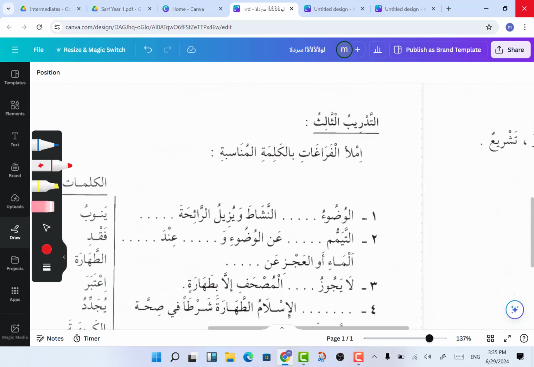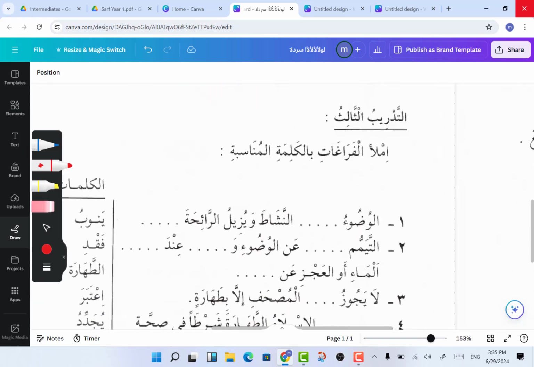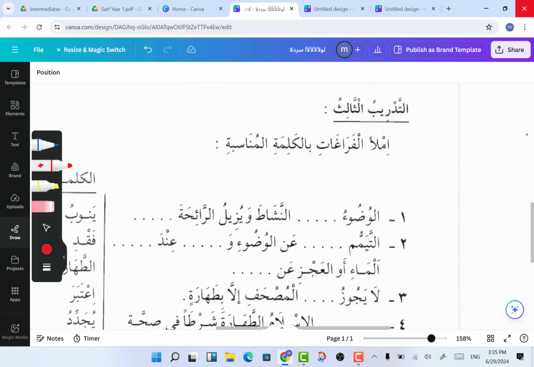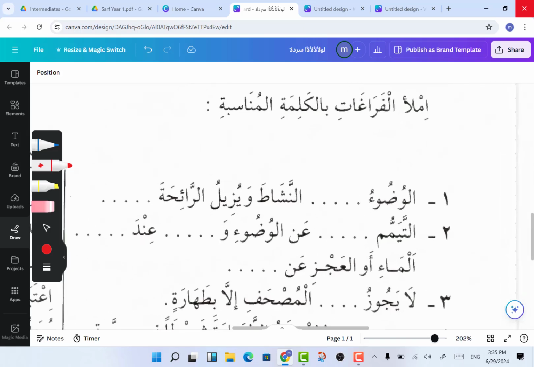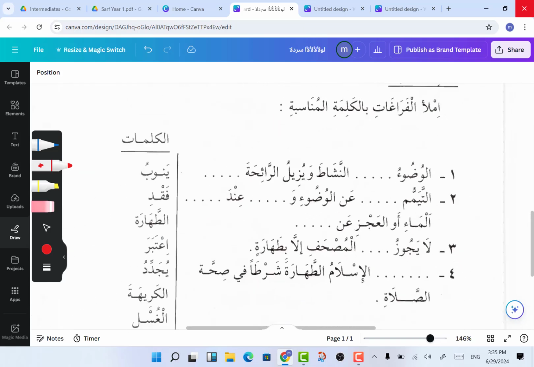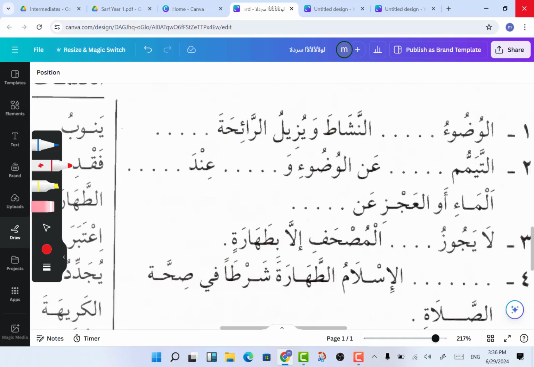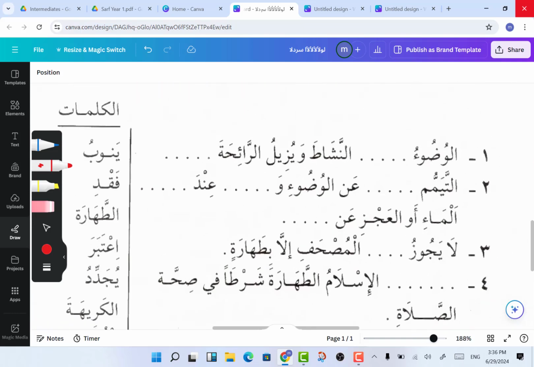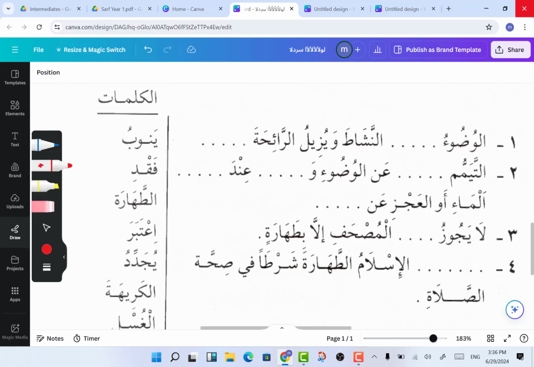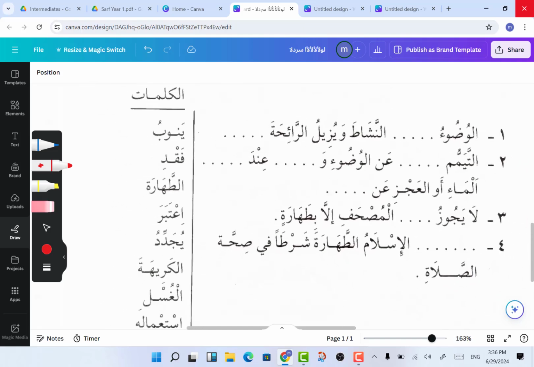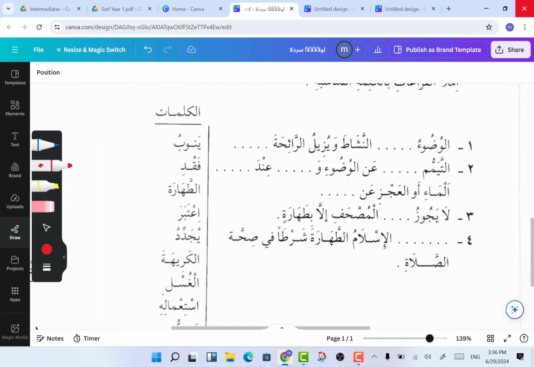Now, at-tadribu al-thalith. Imla il-faragati bil-kalimati al-munasiba. You should fill the following gaps with the appropriate word. We have been supplied with wordings here, as you can see, al-kalimat. Al-wudu dash an-nashata wa yuzilu rohiyata dash. The ablution dash energy or activity, and it removes odor. Which odor?